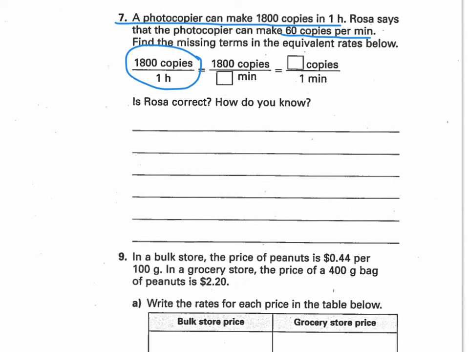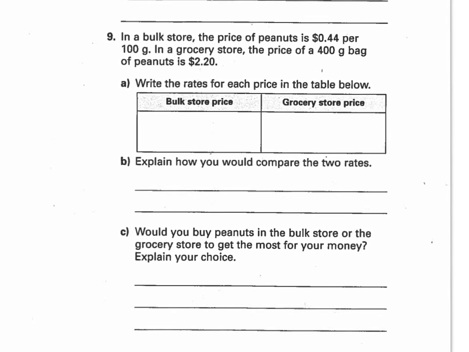And for question number 9. In the bulk store, the price of peanuts is $1.44 per 100 grams. When you write the rate, you should have your dollars slash and then how many grams. And the same for your grocery store, dollars slash grams. You need to compare. So the hint will be to try and make this number into 100 grams and find out how much the cost is.